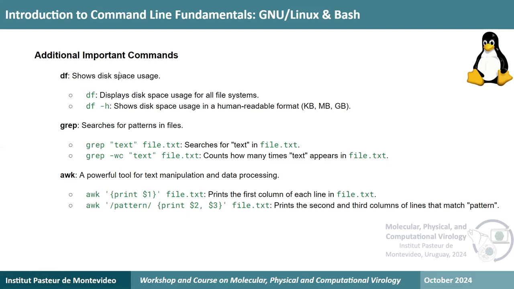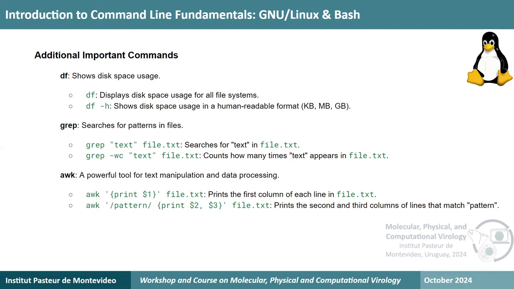So it shows the disk usage, and essentially this shows a summary of the usage for all the mounted file systems. And here is a modification of this command, which is df -h. The -h flag makes the output human readable, displaying sizes in kilobytes, megabytes, or gigabytes instead of bytes. This is critically useful when you are working with large files or databases, helping you keep track of available storage.